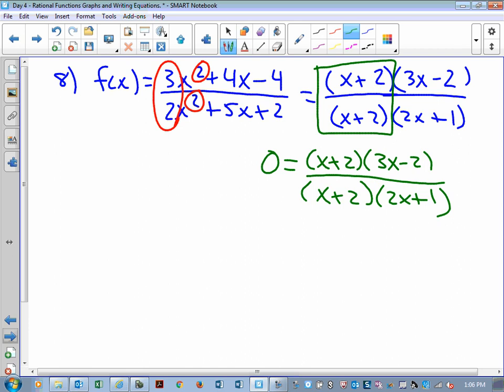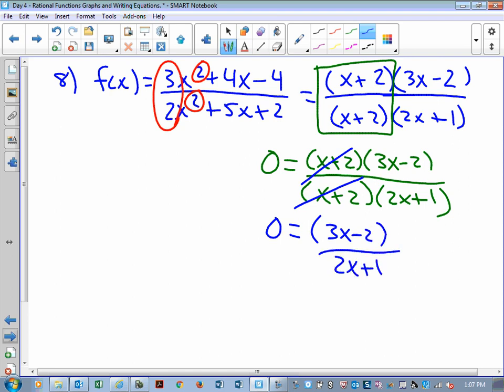Who can shorten that up for us? Wait, I thought we keep the whole term. Well, that's what I'm asking. Can we shorten that up? Okay, the x plus 2 is going to cancel. So I've got 0 equals (3x minus 2) over (2x plus 1). Then what happens? If I multiply both sides by 2x plus 1, the denominator, isn't that just going to mean that the numerator is going to equal 0? Sure. So keep that in mind for future reference.